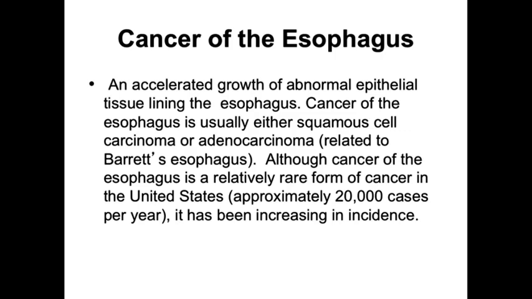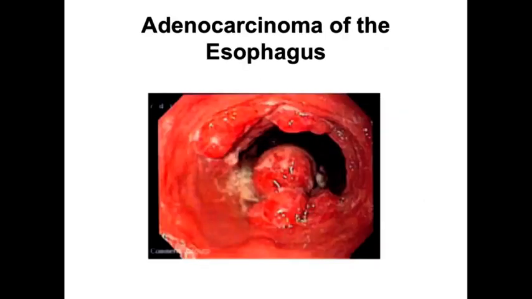The accelerated growth of abnormal epithelial tissue in the esophagus is cancer of the esophagus. Cancer is usually squamous cell carcinoma or adenocarcinoma. Cancer of the esophagus is a rare form of cancer, with about 20,000 cases a year typically reported. You can see that the lumen is being obstructed by this abnormal growth of epithelium. What's left of the opening of the esophagus is this space here.